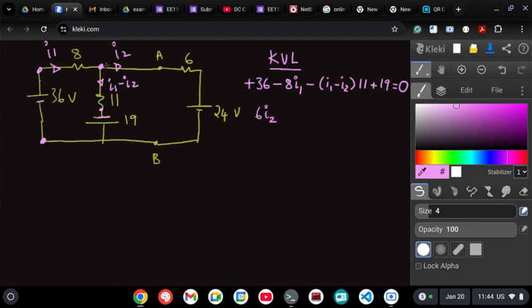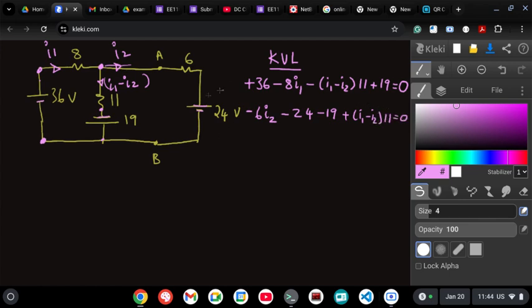Now since I'm going in the same direction of the current, I put a minus sign because my voltage will fall. From here, you're going from positive side to negative side, so minus 24. From here, I go up, positive side to negative side, so again minus 19. And here, the actual current is this one. I'm going opposite to current, so it will be plus (I1 minus I2) into 11. Now I reach this point, so it will be equal to 0.